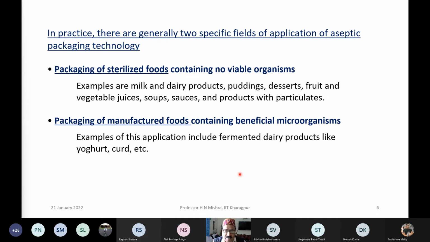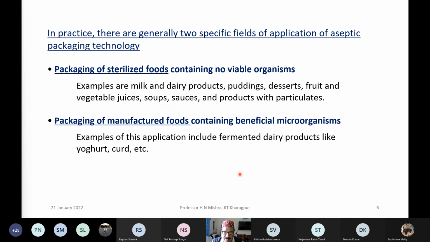So there is one type of food which does not contain any viable microorganism. But there is another type of food as well, which contains viable or beneficial microorganisms, like fermented dairy products, yogurt, curd, etc. You see curd in the cup, in flexible packets, you get the yogurt, etc. They are aseptically processed and packaged. So there are a whole range of products in the market which are aseptically processed and packaged. Of course, they may be solid, liquid, partially solid, paste, concentrate, juice, etc.